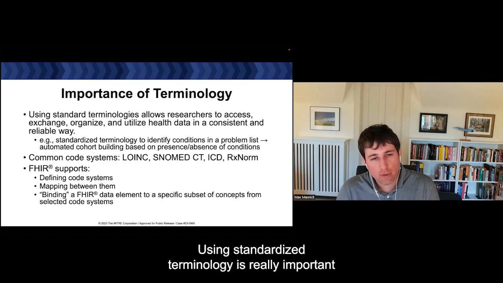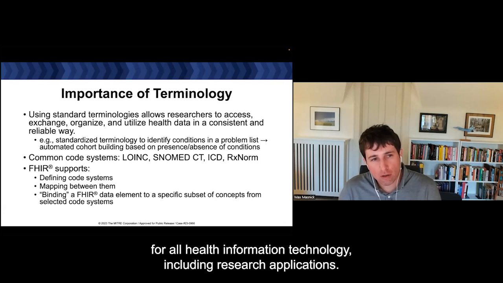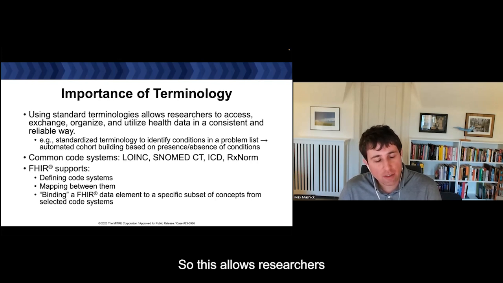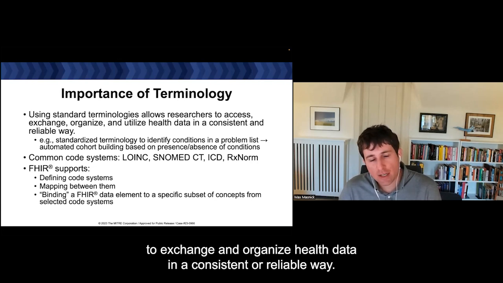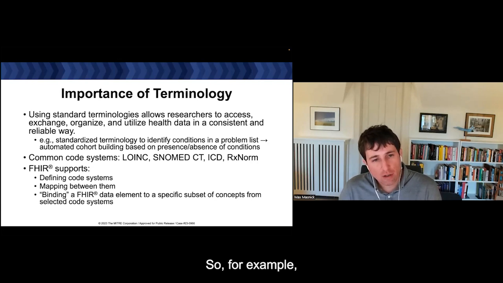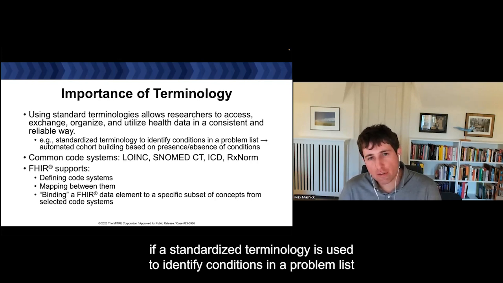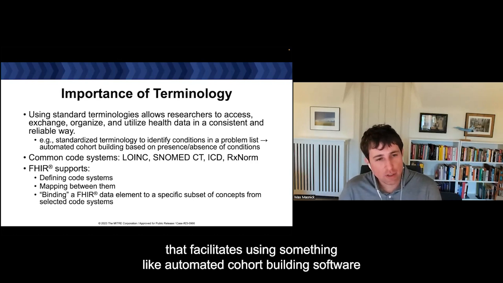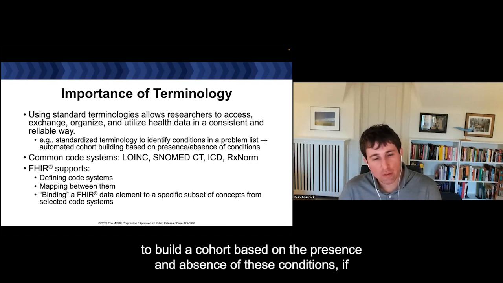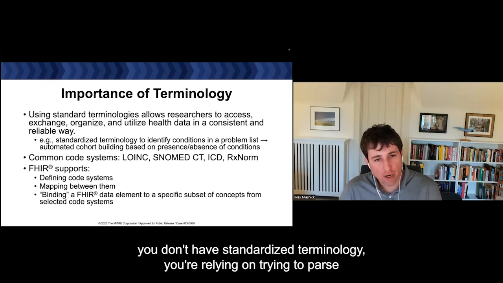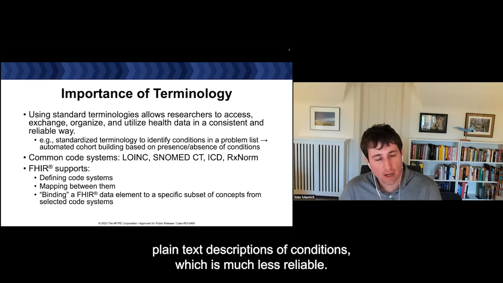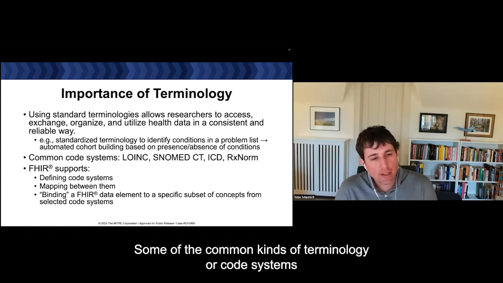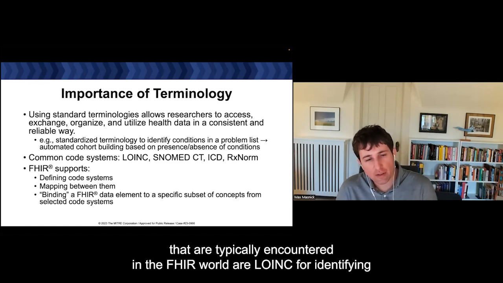Using standardized terminology is really important for all health information technology, including research applications. So this allows researchers to exchange and organize health data in a consistent and reliable way. So for example, if a standardized terminology is used to identify conditions in a problem list, that facilitates using something like automated cohort building software to build a cohort based on the presence and absence of these conditions. If you don't have standardized terminology, you're relying on trying to parse plain text descriptions of conditions, which is much less reliable.